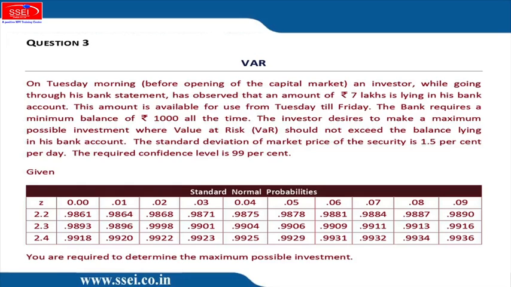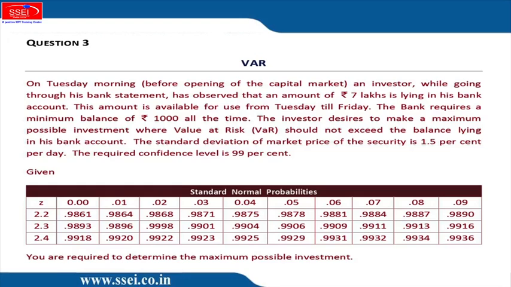The investor desires to make a maximum possible investment where VAR should not exceed the balance lying in his bank account. Now this is a mistake in the language. VAR should not exceed the balance lying in the bank account. That means VAR should not exceed 1,000, or VAR should not exceed 7 lakh. That's wrong. The language should have been: investor wants to make maximum possible investment such that the VAR, that is the loss, should not exceed an amount such that the minimum balance is breached. Okay. Anyways, let me not teach English language to them.